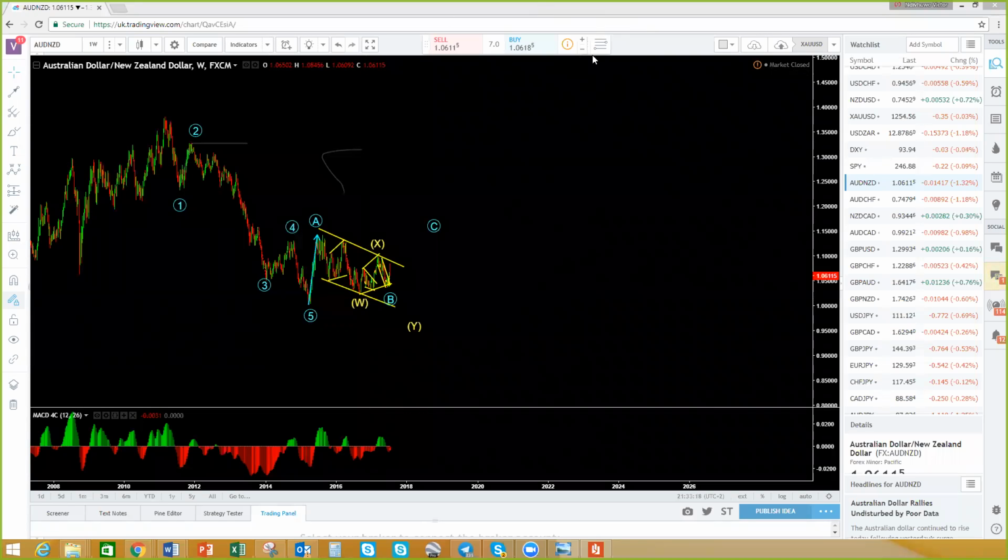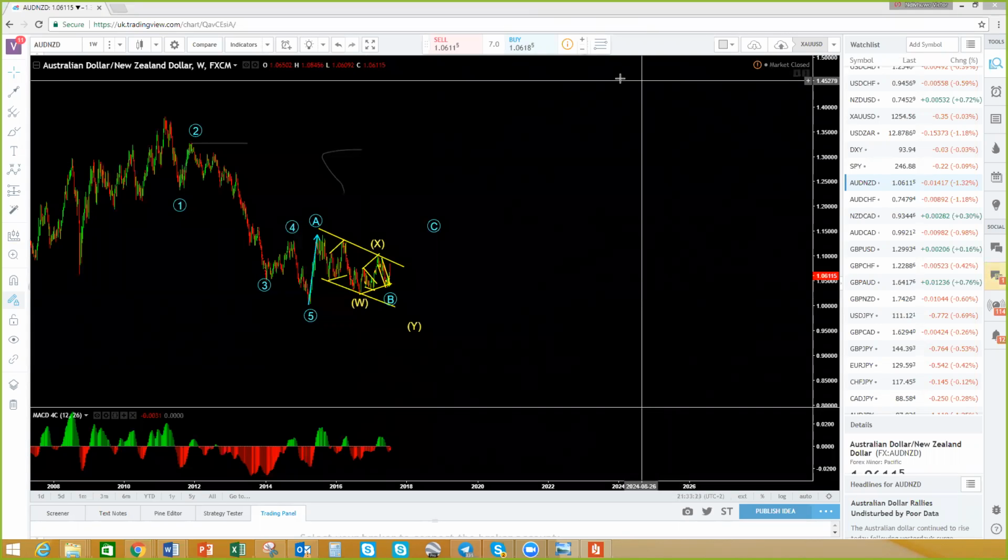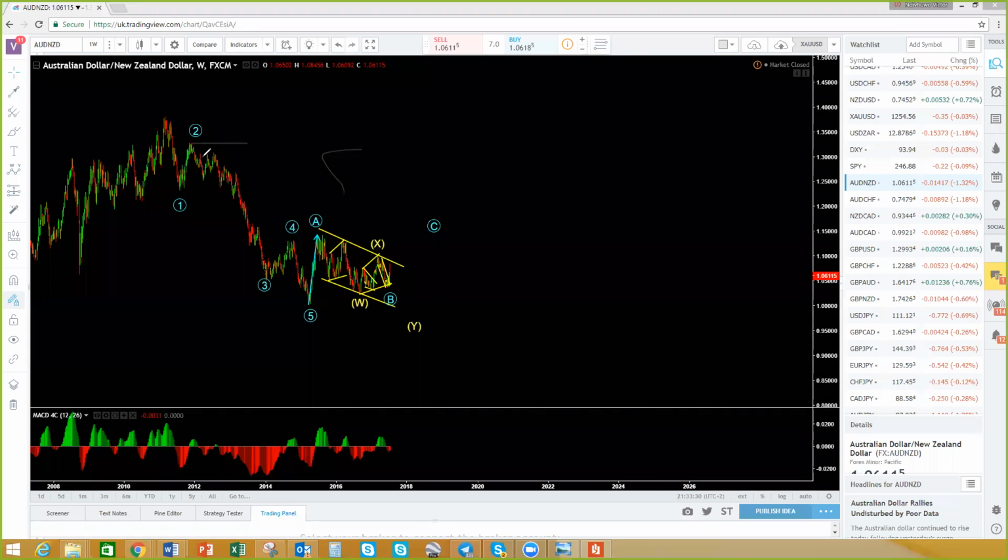So this is the one for beginners. When you start learning Elliott wave, this is what you're going to find. 1, 2, 3, 4, 5. This is a very clear 1, 2, 3, 4, 5. And it complies with all the rules of an impulse. This one is clearly defined.